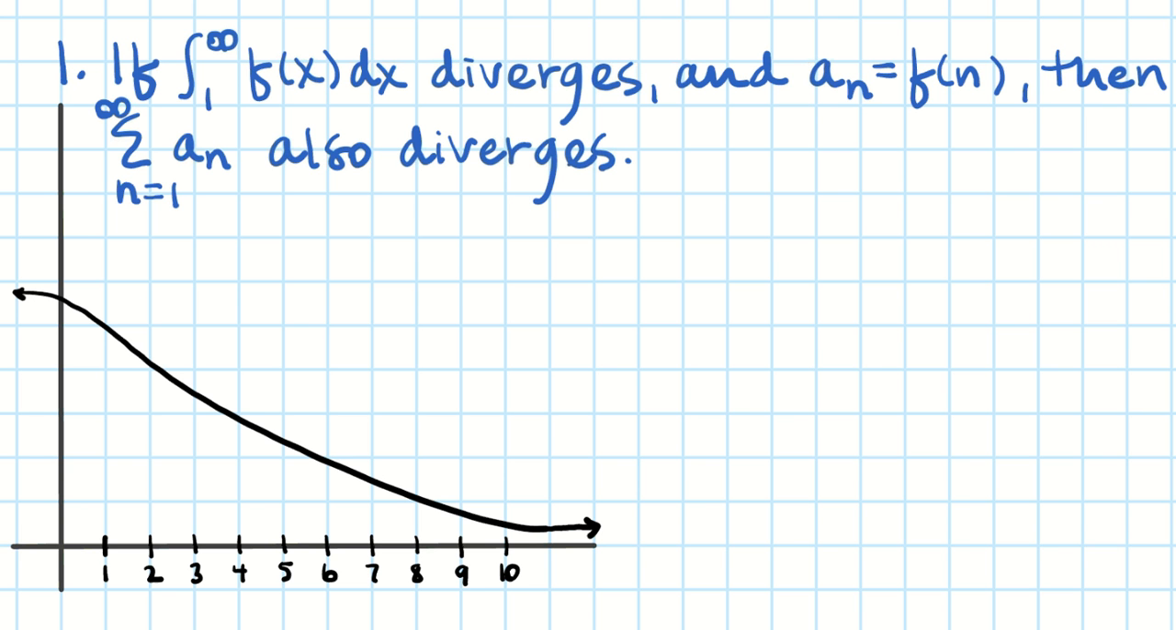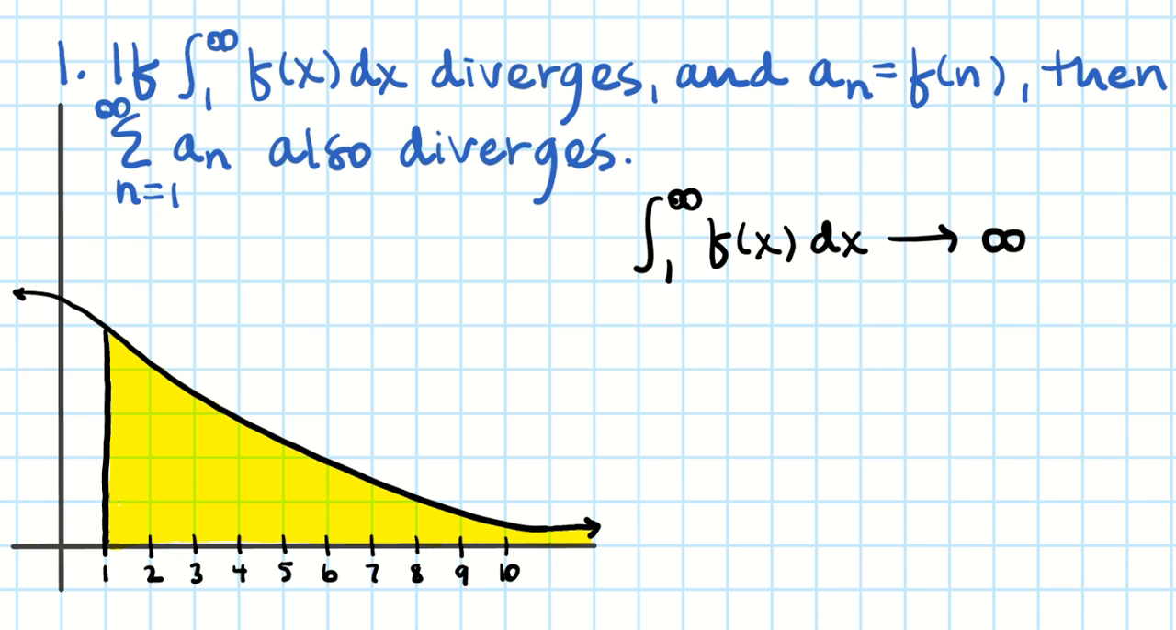Okay? So if the improper integral diverges, then I know that this amount of area that I'm going to shade in yellow, I know that's an infinite amount of area in yellow if the integral from 1 to infinity of f of x dx diverges. But I'm going to propose that the series is actually larger than the integral.